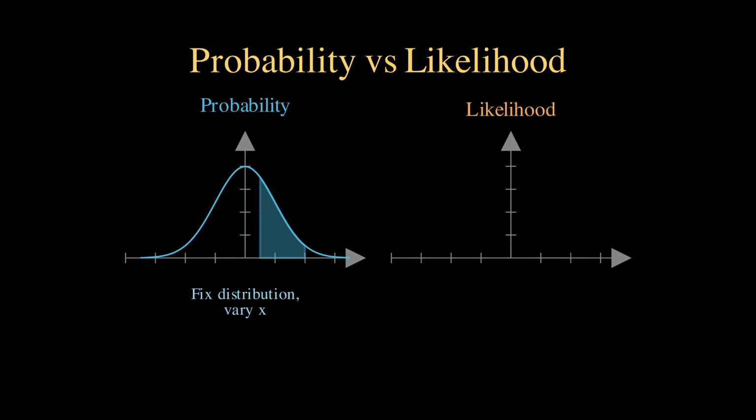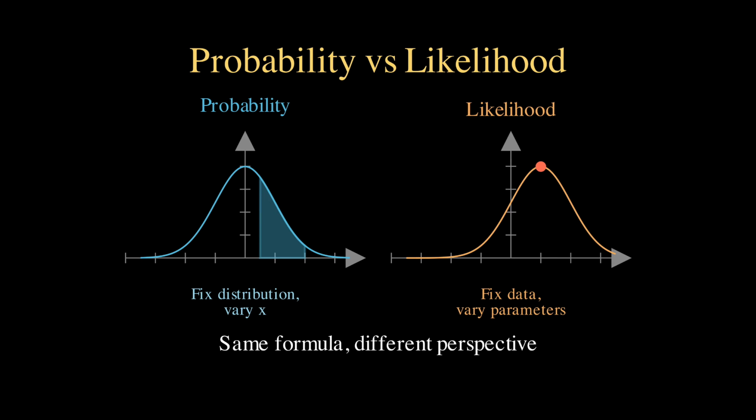With likelihood, you fix the data and ask which parameters make it most plausible. That's reading the curve's height at your observed points. Same formula, different perspective, and that's basically it. The core idea behind maximum likelihood estimation.